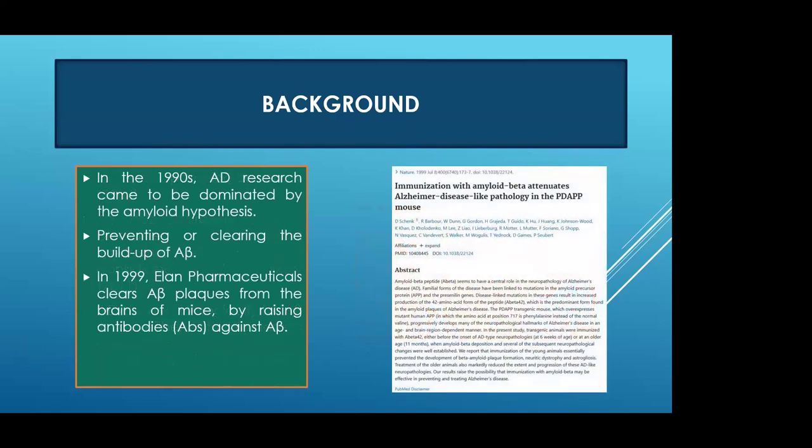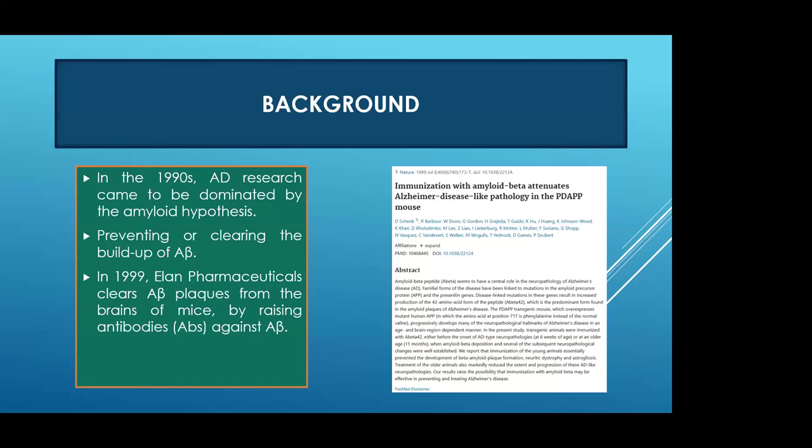In the 1990s, Alzheimer's disease research came to be dominated by the amyloid hypothesis. This hypothesis stated that the accumulation of amyloid beta was the main issue triggering the neurodegenerative process. This process led to loss of memory and overall reduced cognitive ability. Of course, many scientists saw right here a great opportunity to treat Alzheimer's, either by preventing or clearing the building up of those amyloid plaques.